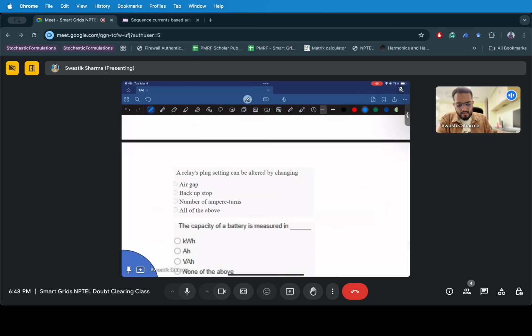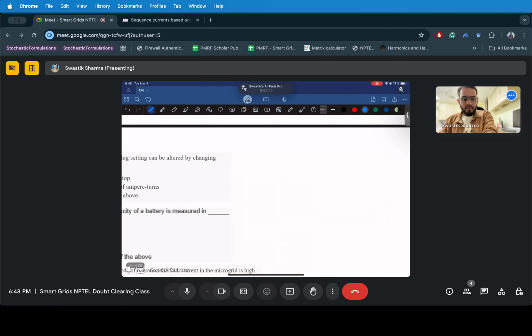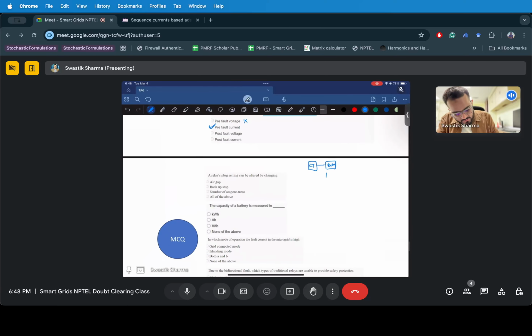Second, a relay's plug setting can be altered by changing what? I told you today that a relay is connected across a CT. What your CT does is decrease the magnitude of the current so that it is within the standard measuring range of your relay. A relay measures 1 ampere or 5 ampere, so the CT changes it to between these two values.